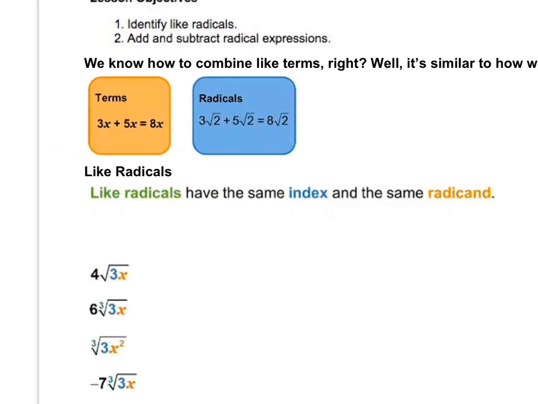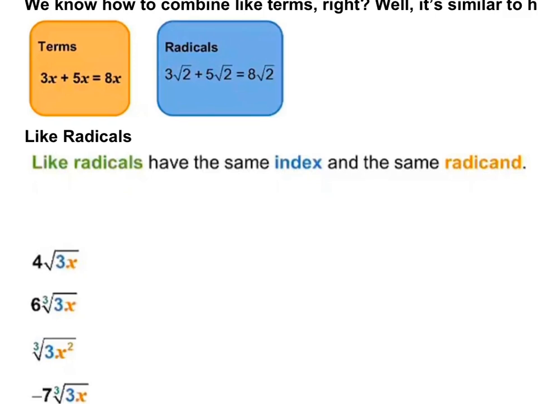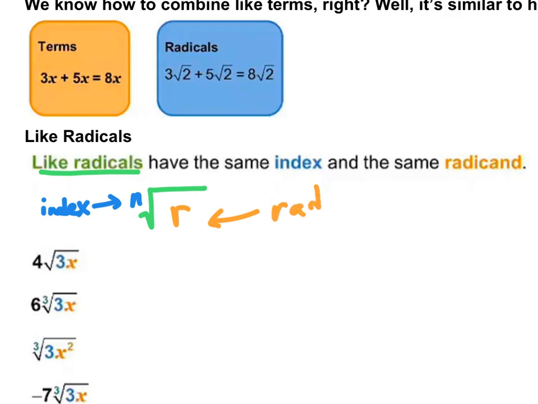So let's talk about what a like radical is. Like radicals have the same index and the same radicand. First, let's talk about a radical. I've got this radical symbol here. The index is the number here, and I'm going to call this n. That's going to be my index. Then my radicand goes under here, and we'll just call this r for radicand. That's our radicand.